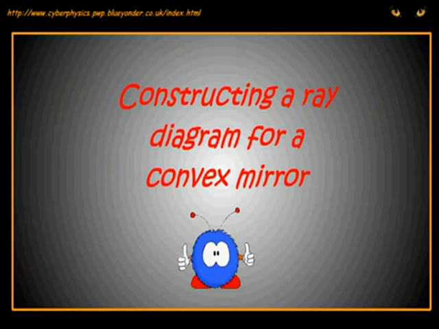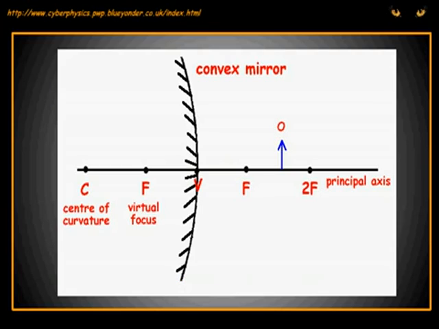Constructing a ray diagram for a convex mirror. We use 3 rays to pinpoint the image on the diagram, just as we did with the concave mirror.